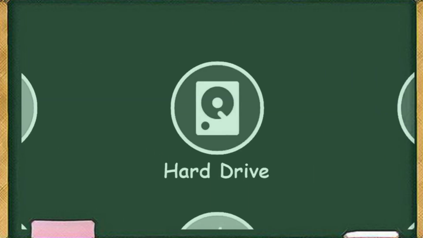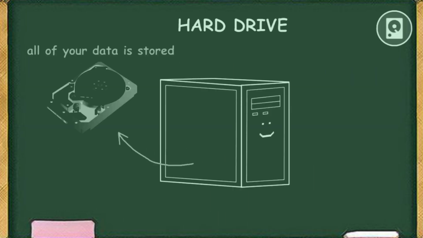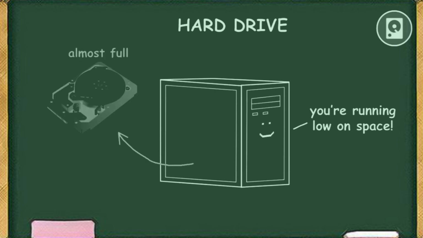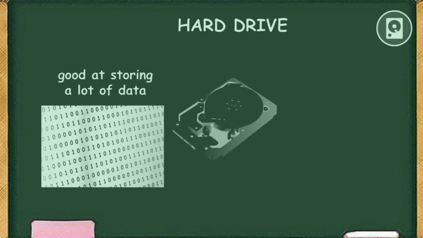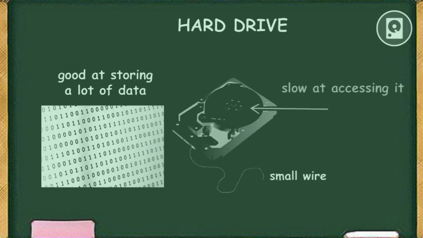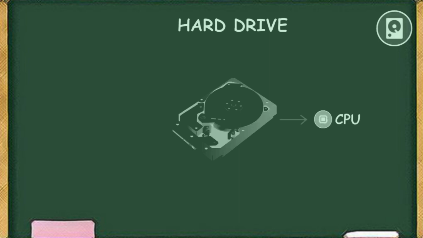Hard drive. It's where all of your data is stored, so when the computer says you're running low on space, it means that your hard drive is almost full. Hard drives are good at storing a lot of data, but they're slow at accessing it since most of them are made up of spinning disks and share their data through a small wire. For this reason, it isn't always going to be able to give the needed information to the CPU.